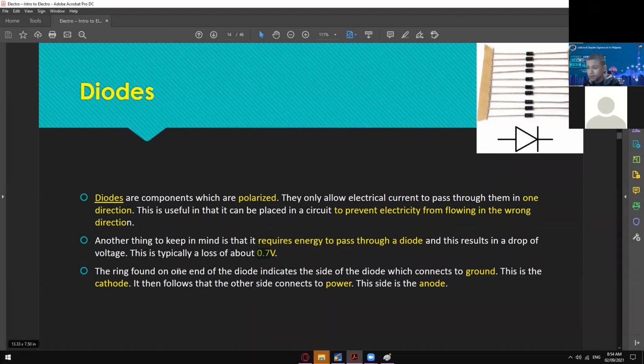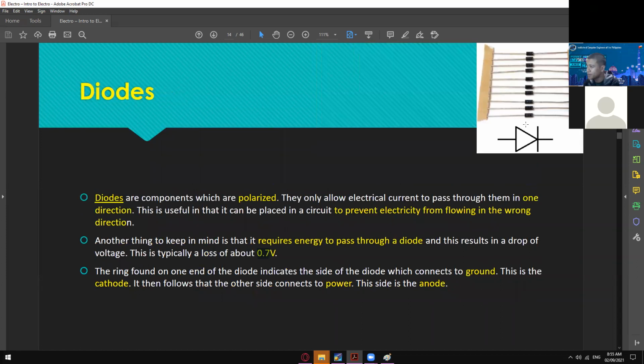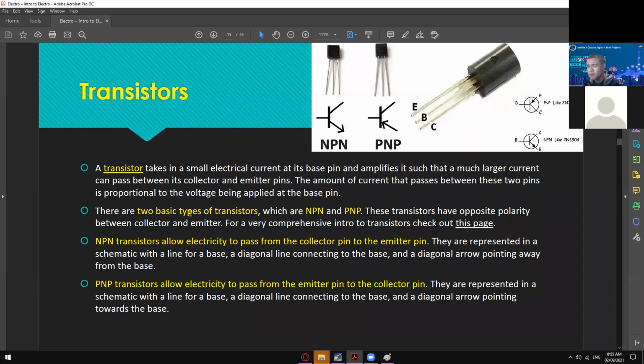The ring found on the end of the diode indicates the side of the diode which connects to the ground, and this is the cathode. It then follows that the other side connects to power, and this is the anode. So cathode for the negative, and anode for the positive. Those are the terminologies used with the diode. Later on we'll discuss more about where the anode and the cathode are. This is the anode and this is the cathode, but I will discuss more about that later. For now, let's talk about transistors.